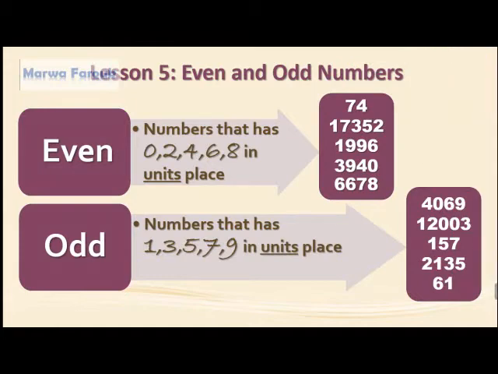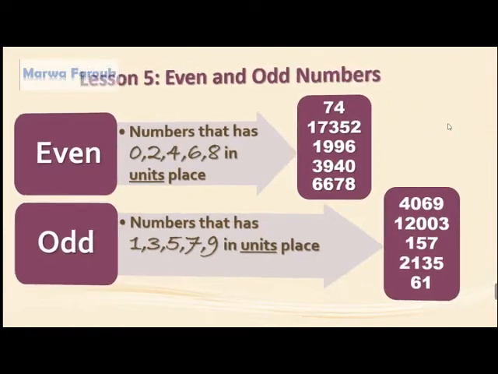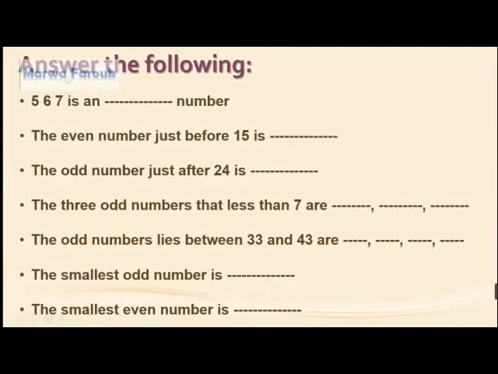Okay, let's see some exercises on even and odd numbers. Here, he gives me a number, 567, and he wants me to tell him what kind of number it is. When we see this, we are going to write even or odd. We will look at which place? We will look at the units place. We have 7, and 7 is from the odd numbers. So we are going to write odd number.